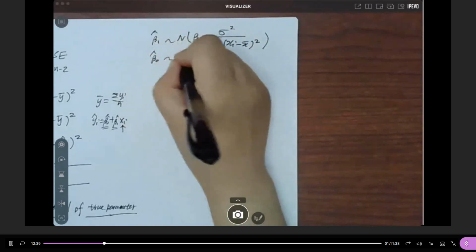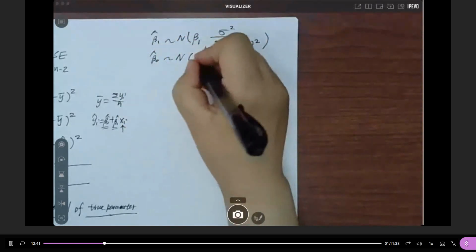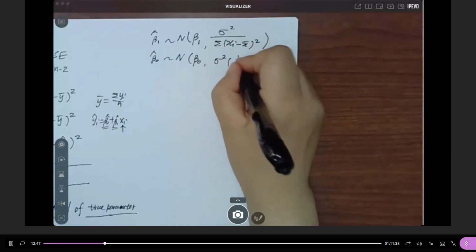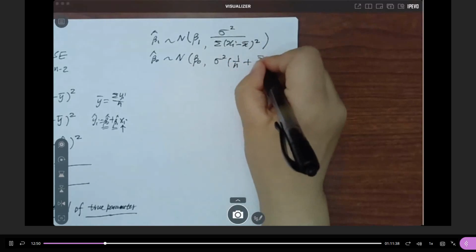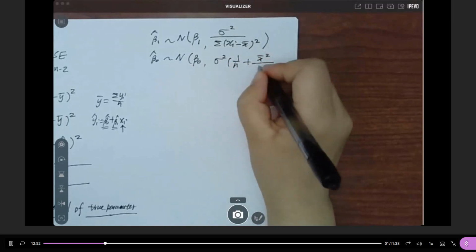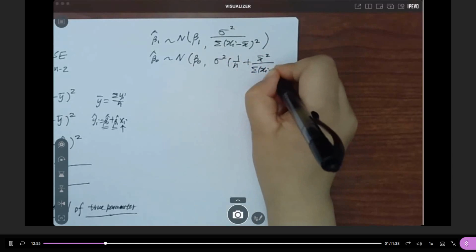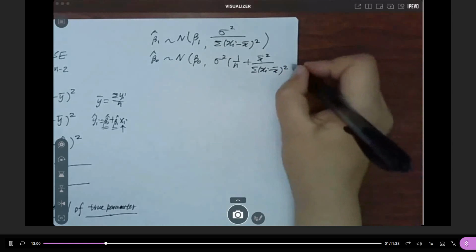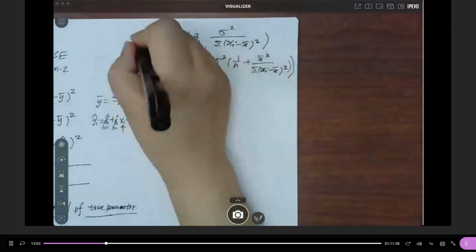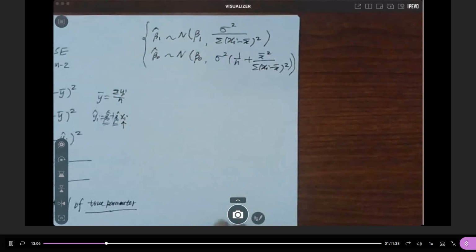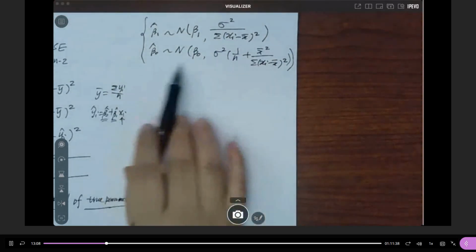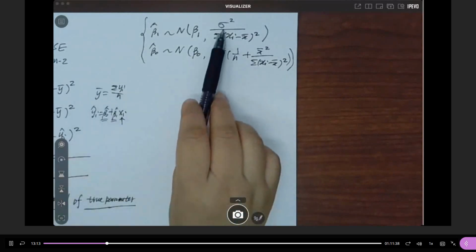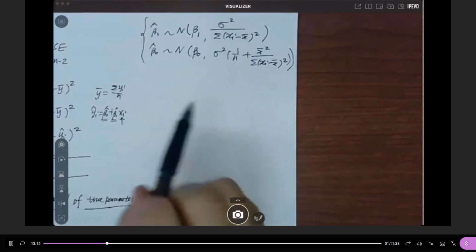And beta 0 hat follows a normal distribution with true parameter beta 0, and the variance is sigma squared multiplied by 1 over n plus x bar squared divided by the summation of (xi minus x bar) squared. Okay, so that's the variance. With this, we can either do testing or do a confidence interval. Either way, we have to follow this distribution here. This is in the case when the true sigma squared is known, you use the true sigma squared.